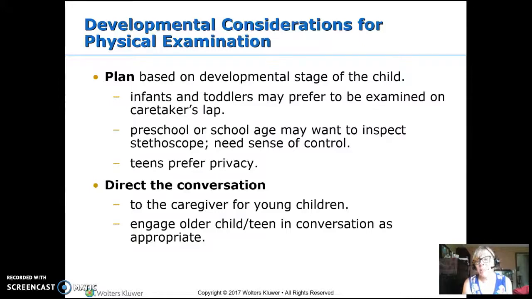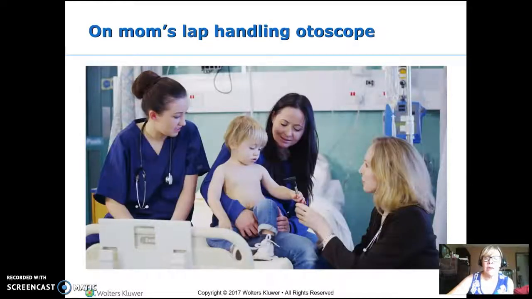Teens, we've got to give them some privacy, and some of the questions we want to ask, we need to ask in private. They're not going to give us honest answers if the parent's there. And then direct the conversation to the caregiver for young children, but for older children and teens, make sure that they're part of the conversation as well. And here's a child getting to touch an otoscope as he's sitting on his mother's lap, making it far less scary.